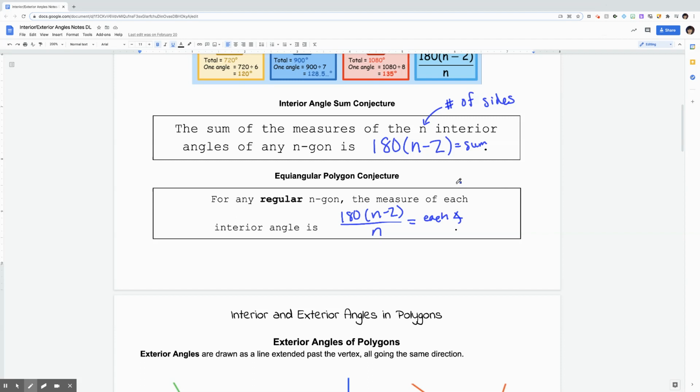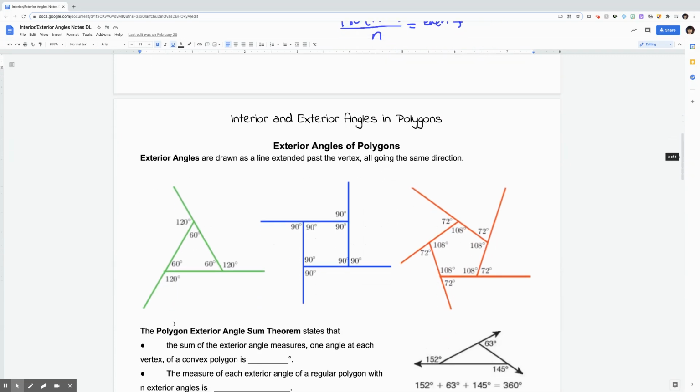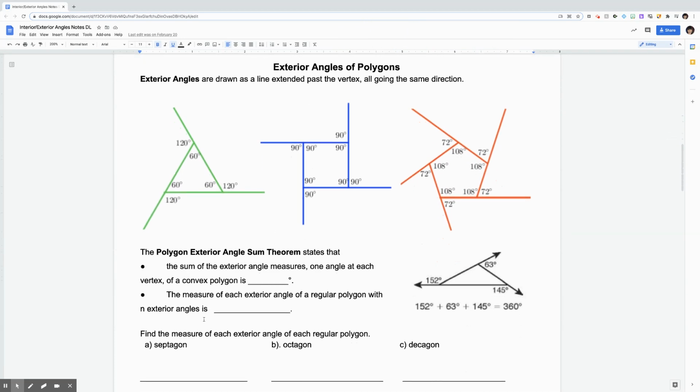Okay. All right, so that's interior angles. And then there is a separate rule for exterior angles. These are a little bit less common, but they do show up every once in a while. So an exterior angle is exactly what it sounds like. If you take any polygon and extend the sides, you'll have an interior angle paired with an exterior angle.